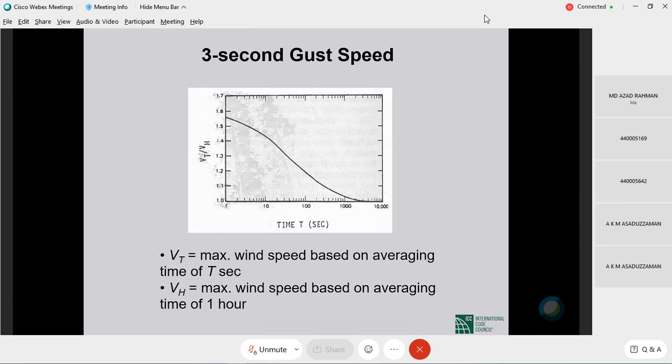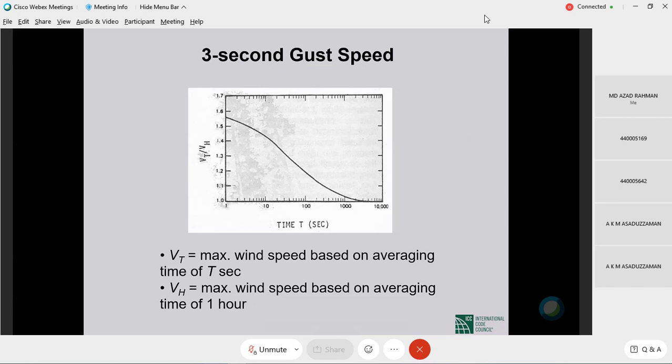This is something very important. This tells you that the shorter the averaging time, the higher the average wind speed. So 3-second gust speed would be larger than fastest mile wind speed. Okay, it is the same wind speed, but depending upon the averaging time, the number will be different. 70 miles per hour fastest mile wind speed will be something like 90 miles per hour 3-second gust speed. I emphasize this is the same wind. Nothing has changed. What has changed is the averaging time, and that changes the average.